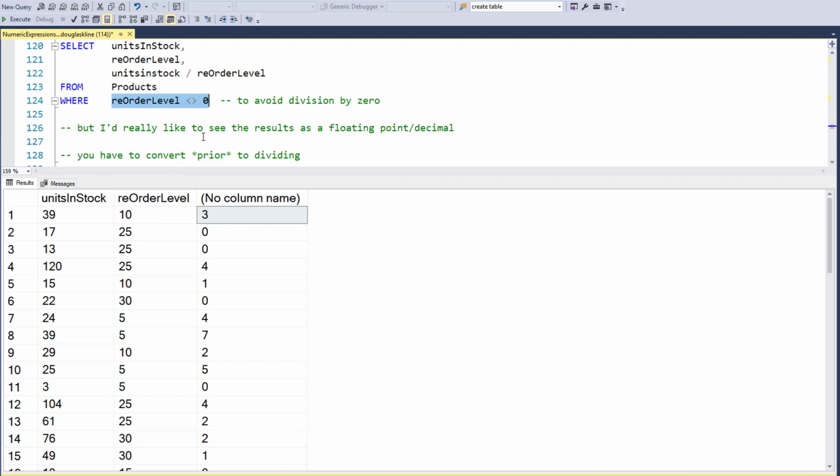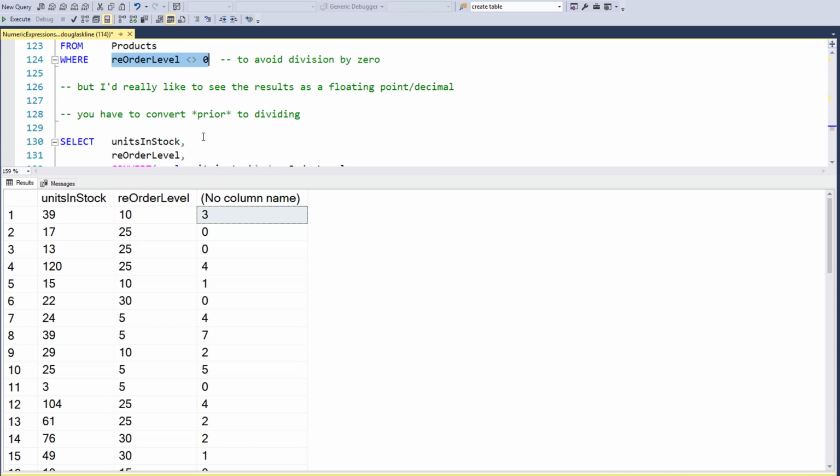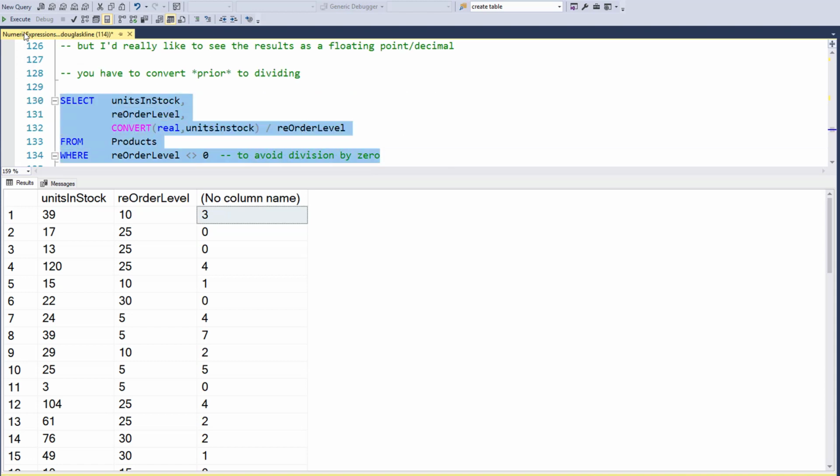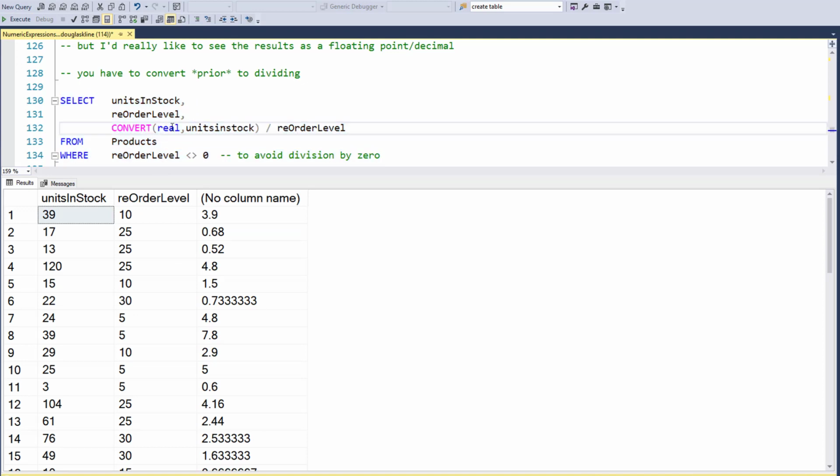So what if I really want to see that as 3.9 rather than integer division? So I'd like to see floating point division. Well, in order to do this, I have to convert that value prior to doing the division like this. So here I have units in stock being converted into a real number. I'm leaving the other value unchanged. It's still an integer, but it will get up converted, or more accurately, it'll convert it to a more accurate number when the division is performed. So here I get the 3.9. So if you want to affect how the division sign is interpreted, you have to convert so that one of those is a floating point number.